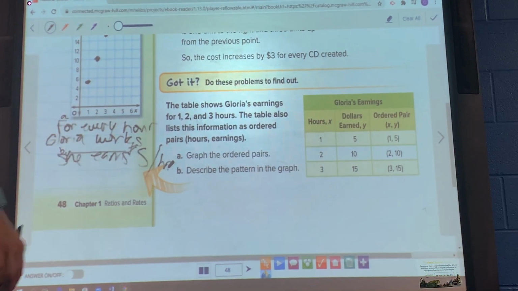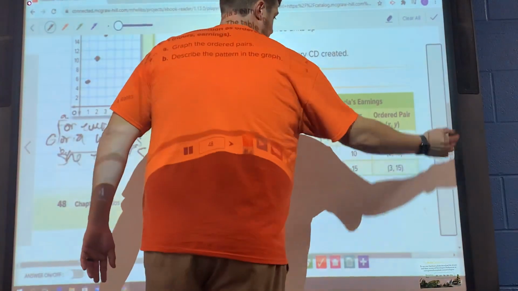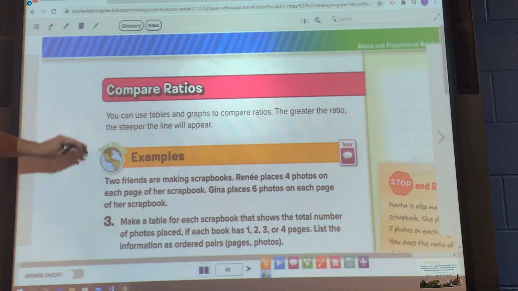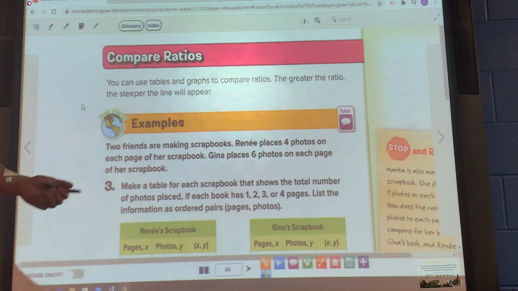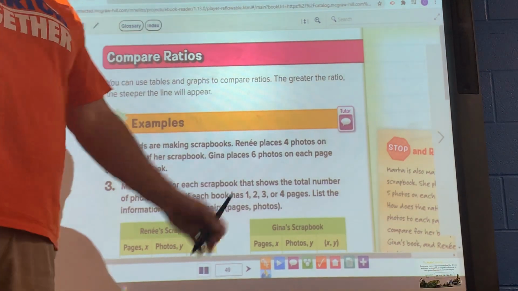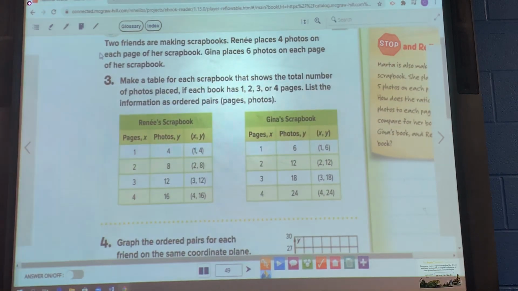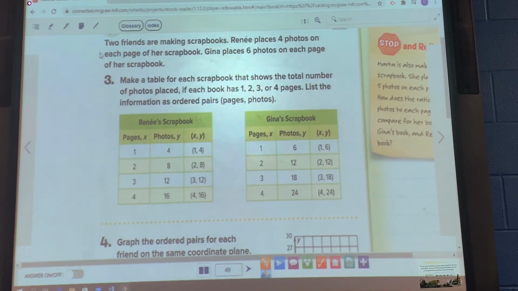Okay? All right, let's go on page 49. Now, same thing, we're going to be doing ratio tables, but now we're going to compare two different quantities. Okay? So, two friends are making scrapbooks. Renee places 4 photos on each page of her scrapbook. Gina places 6 photos on each page of her scrapbook. So it says make a table for each scrapbook and do 1, 2, 3, and 4 pages.